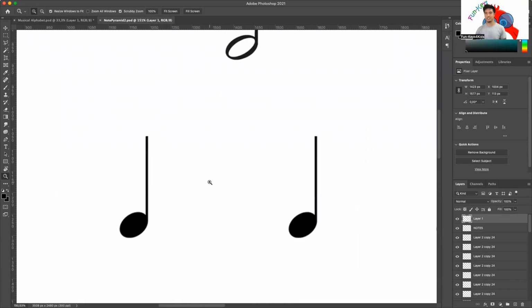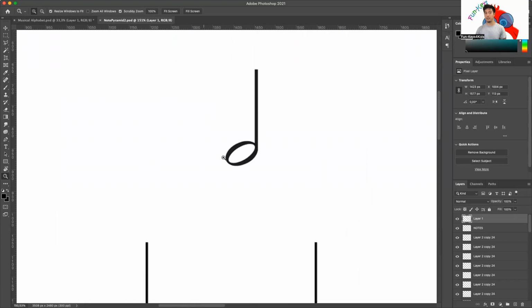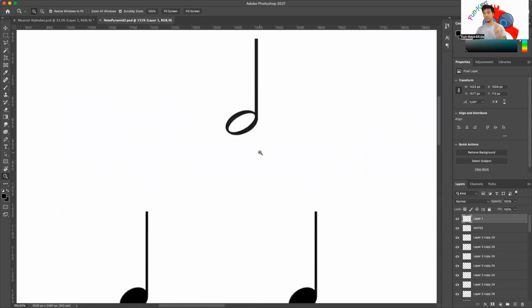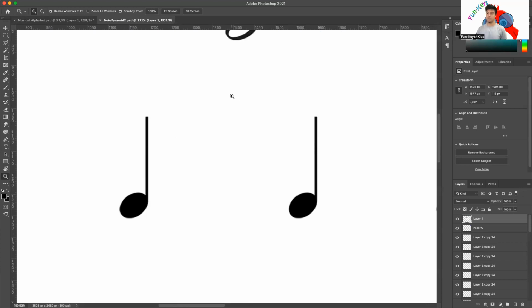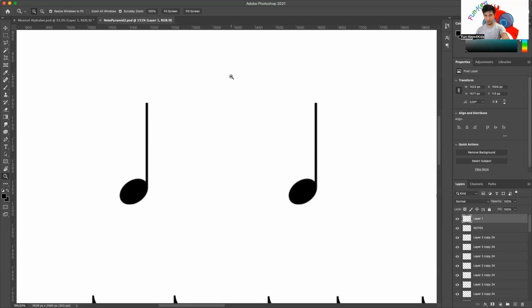2 crochets. Each crochet is 1 beat, because the minim was 2 beats. If we cut it in half, we get 1 beat here and 1 beat there. So that's a crochet. And in American English, it's called a quarter note. Okay, crochet is 1 beat. It's called a quarter note. It doesn't mean it has a quarter beat. Don't get confused. Quarter beat is something else.